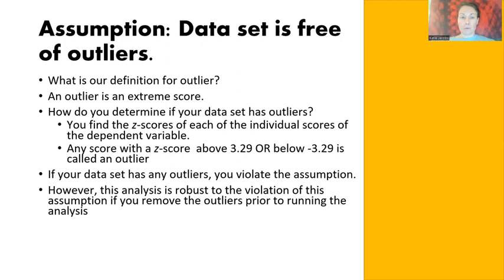If we wanted to keep running this analysis, we would need to remove that entire data point, that entire x value, out of our data set. And then we would need to write into our results section that we removed this number of participants because their data were outliers based off the plus or minus 3.29 z-score criterion.